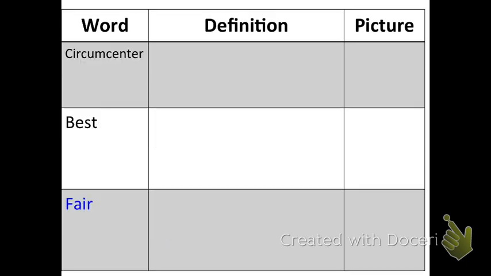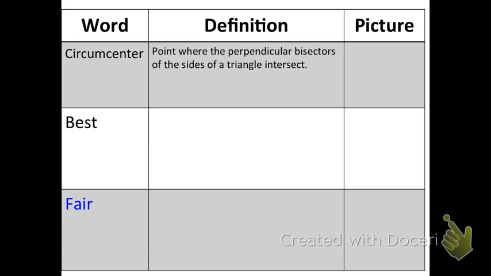The last three words that we have are circumcenter, best, and fair. The circumcenter is a point where the perpendicular bisectors of the sides of a triangle intersect. We just had that definition of perpendicular bisector, and we had intersect on our first day, or we had it today. They are equidistant. The circumcenter is equidistant from all three vertices of the triangle. And vertex was on day one, I believe.